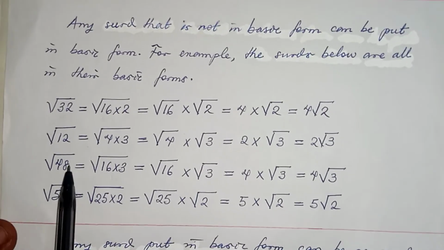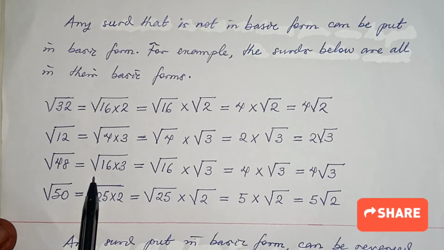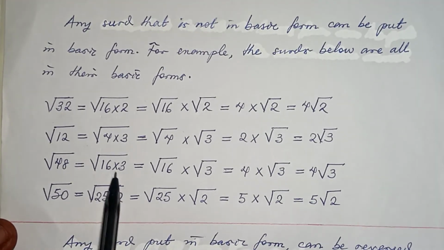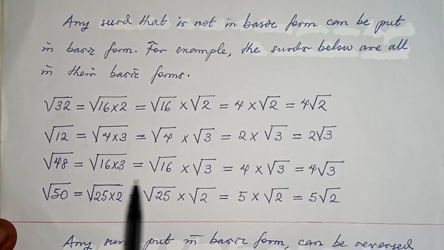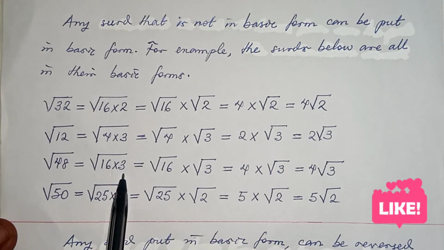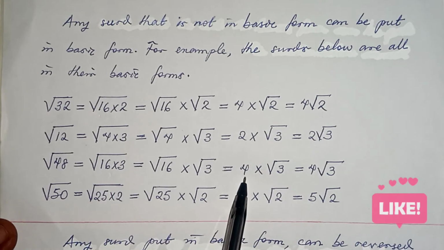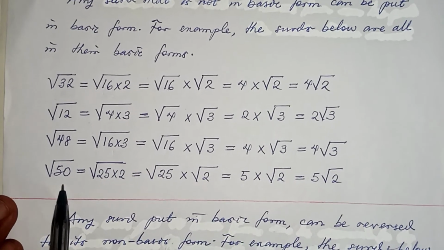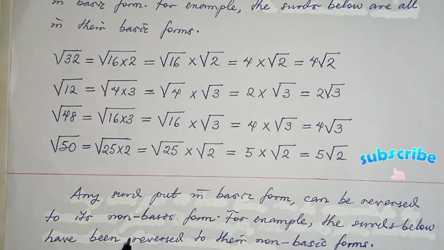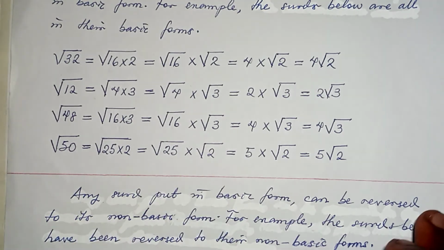Similarly, root 48 was written as root 16 times 3, which gives you root 16 times root 3. That is because 16 is a perfect square, 3 is not. And that will reduce to 4 times root 3, and the result is 4 root 3. The same thing applies to root 50. So what we are saying in essence is that surds in their non-basic form can be put in their basic form by following this simple procedure.